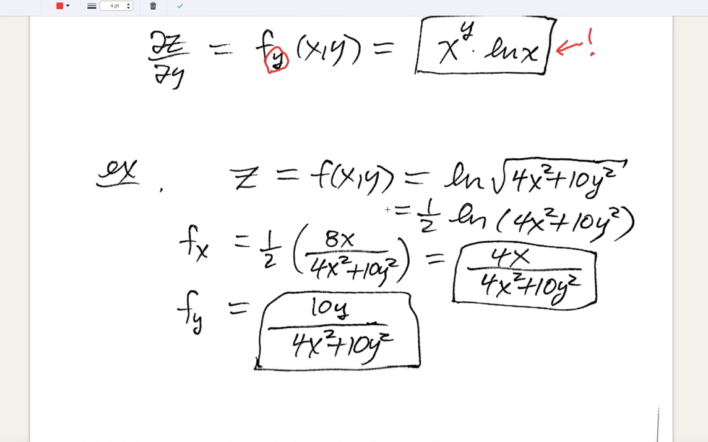Let's do it again here. There's also another chain rule type property I want to emphasize here. Suppose z is f of xy, the natural logarithm of the square root of 4x squared plus 10y squared. Notice that I can bring the half out front as a power, right? Because the square root is just raising the radicand to the half power. So I can talk about 1/2 the natural logarithm of the sum of the squares here. That's always going to be non-negative, okay?